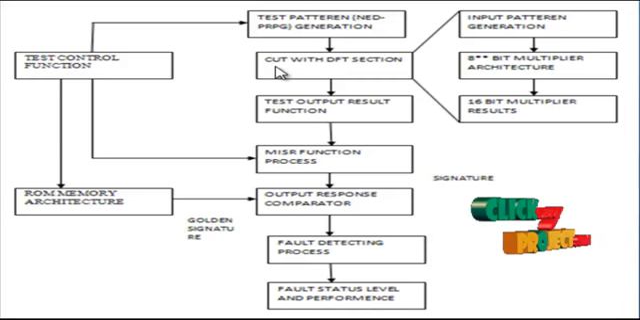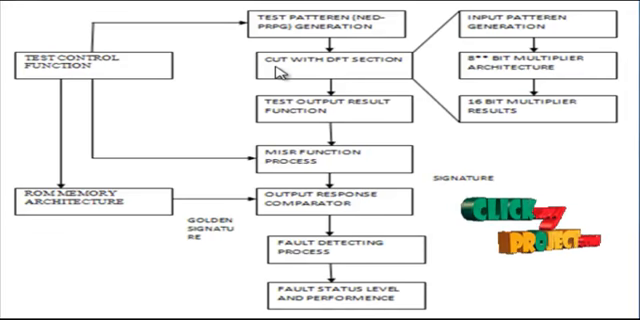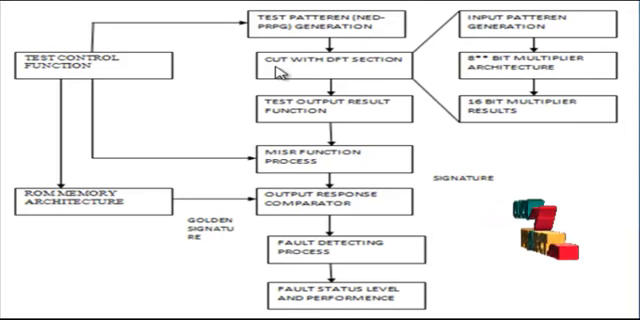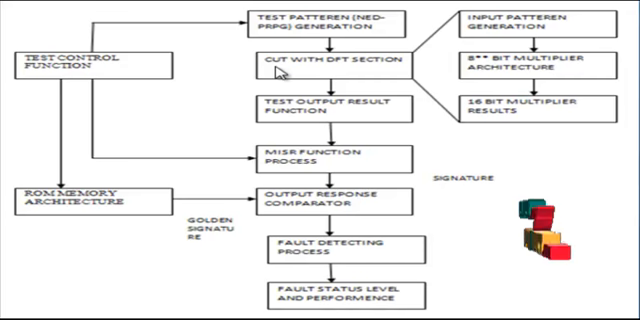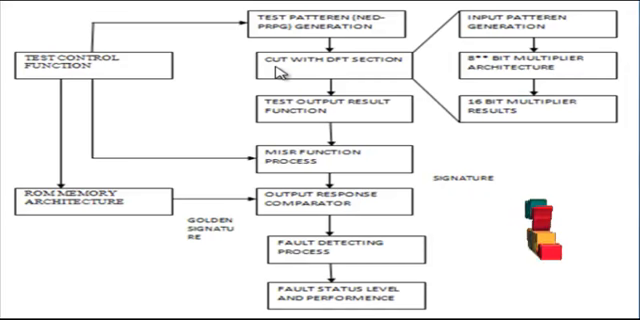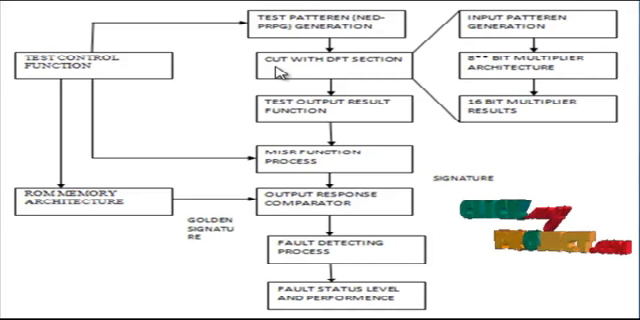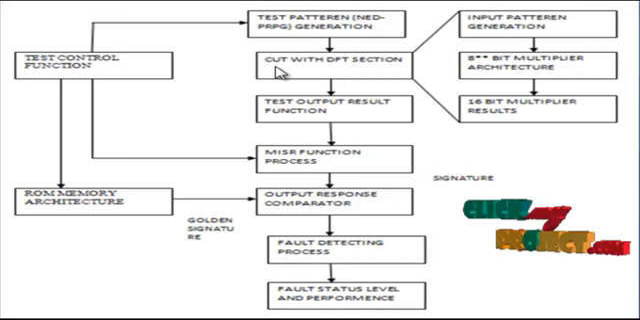The output results are passed to the next processing, the test output result function. This result function is activated every clock and generates the output results. Then go to the MISR functions. These functions are used as a multiple input signature register. This function creates the signature based on our circuit under test output results.